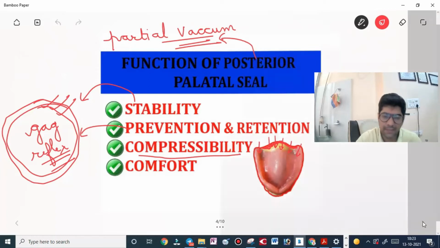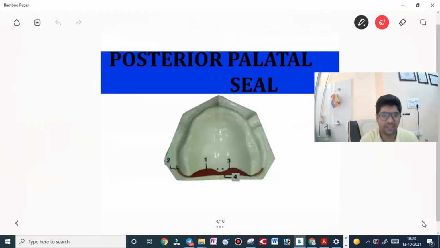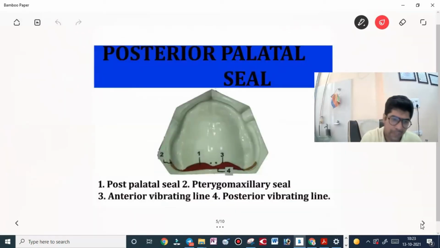Now, what are the anatomic and physiological considerations? So the posterior palatal seal we divide into two anatomical boundaries. The one is the post palatal seal and second is the pterygomaxillary seal. So what is post palatal seal? So this region is the post palatal seal. What are its boundaries? It extends from one tuberosity to the other tuberosity.